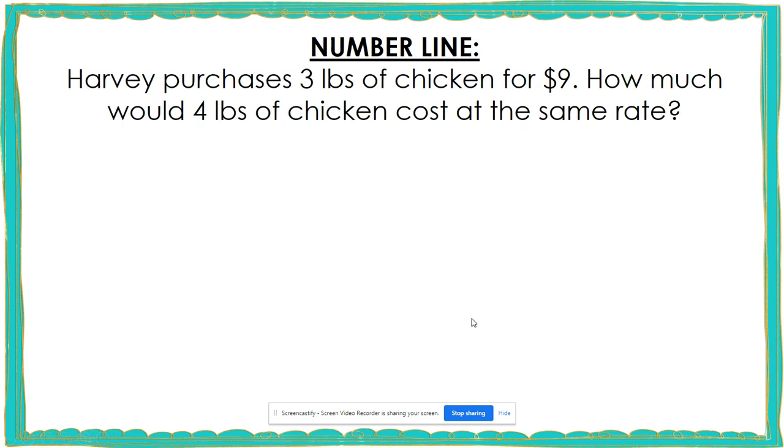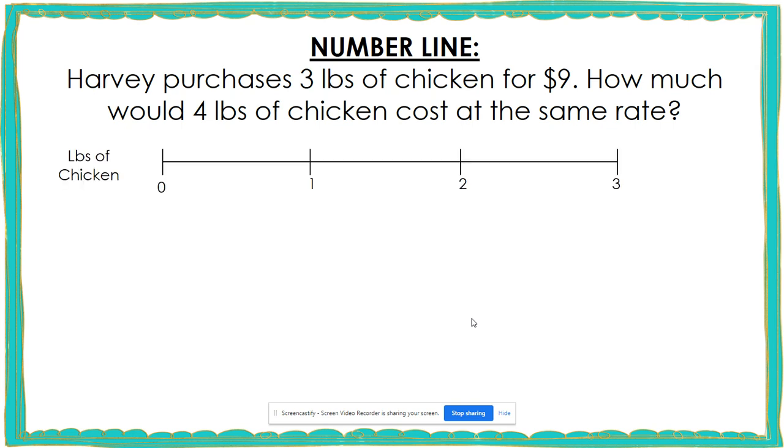Next, Harvey purchases 3 pounds of chicken for $9. How much would 4 pounds of chicken cost at the same rate? If I want to use a number line for this, then I'm going to start with what I know, which is how many pounds of chicken Harvey purchased. I know that he purchased 3 pounds of chicken, so I make a number line that goes from 0 to 3. I also know that those 3 pounds of chicken cost $9, so I'm going to make a number line right below it with the cost.